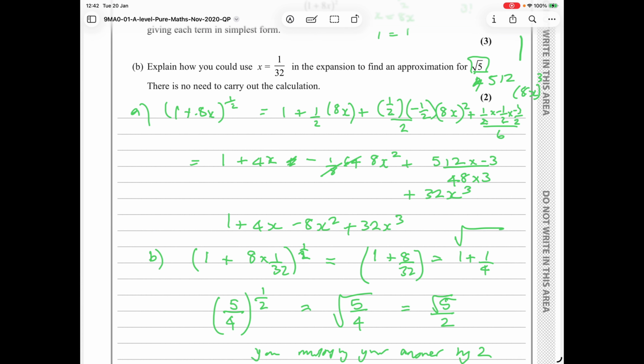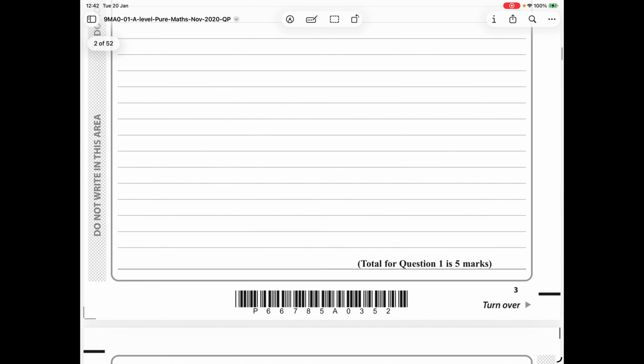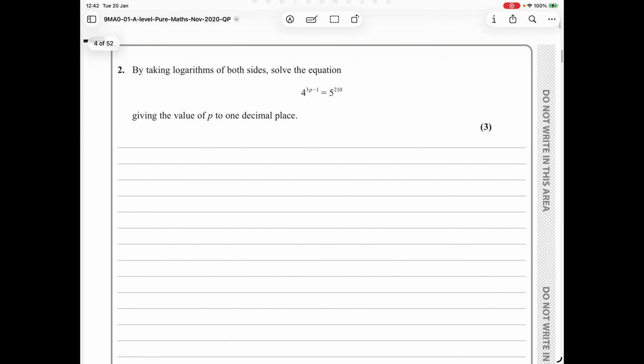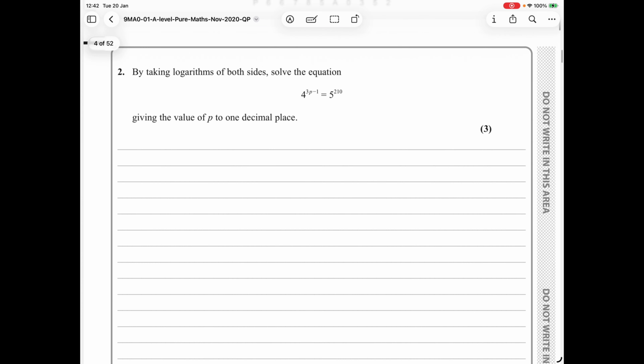And that would work. Right, let's have a little look at what we've got next. This is taking logarithms of both sides. How do you get the answer to this? We've got 4 to the power 3p minus 1 equals 5 to the power 210. So let's log both sides. Log of 4 to the 3p minus 1, equals log of 5 to the 210.